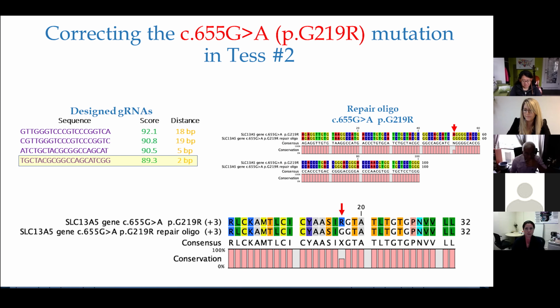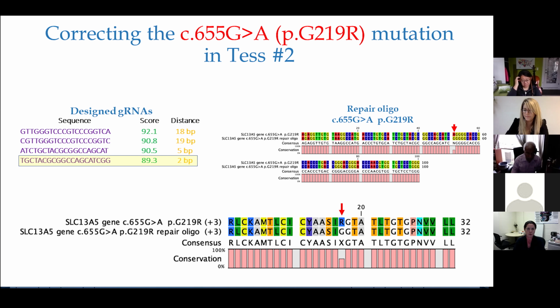So for the first mutation that we corrected, we designed 4 different guide RNAs. And what is important here, and the reason why I'm showing it, is because this distance is how many base pairs this guide RNA binds to where the mutation is.